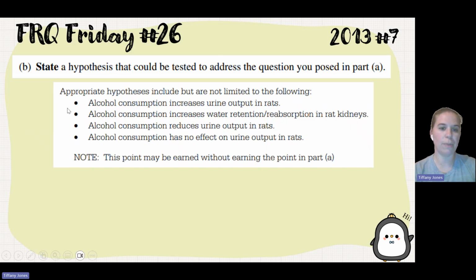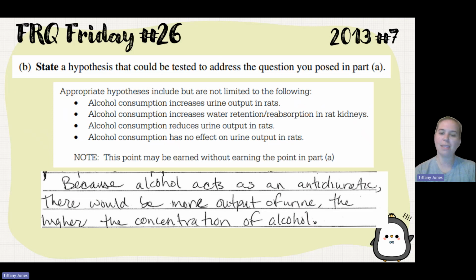You could have put: alcohol consumption increases urine output. Alcohol consumption increases water retention or reabsorption in rat kidneys. Alcohol consumption reduces urine output in rats. Alcohol consumption has no effect on urine output. Honestly, all 3 of them are here: increase, decrease, stays the same in terms of this hypothesis. And you could also get this point without earning your point for A. Students said because alcohol acts as an antidiuretic, there would be more output of urine the higher the concentration of alcohol.